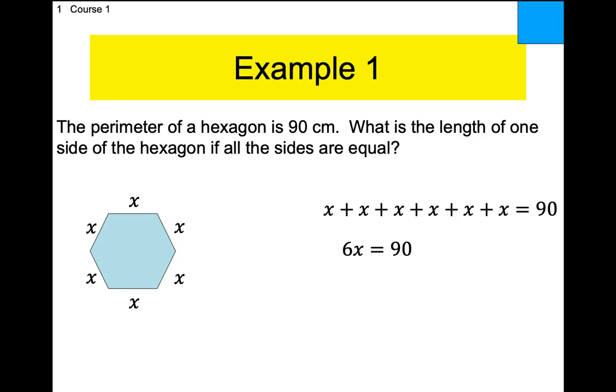Finish it, Danny. Let's finish it. What do we do now? How do we do that? Divide both sides by 6. Maddie already blurted out the answer, which was 15. And by the way, it has units this time, 15 centimeters. So when you divide 90 by 6, you get 15.